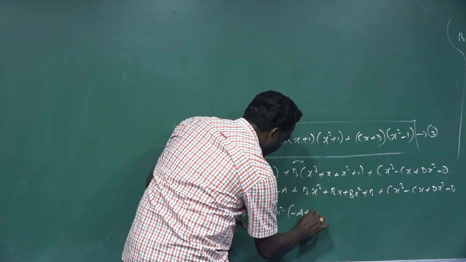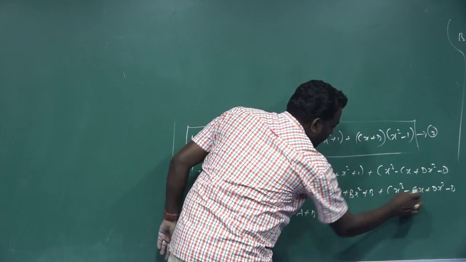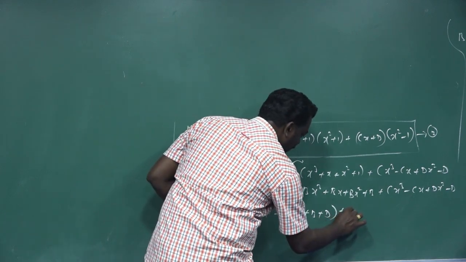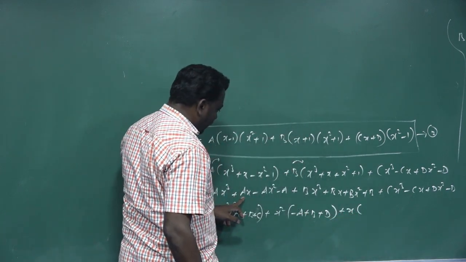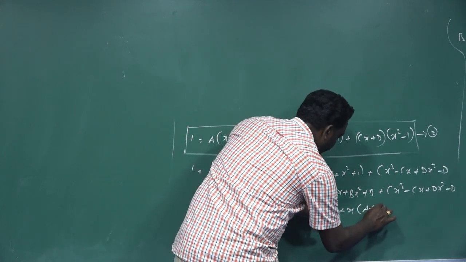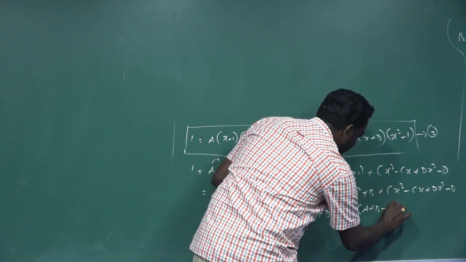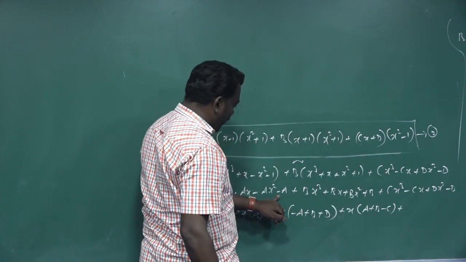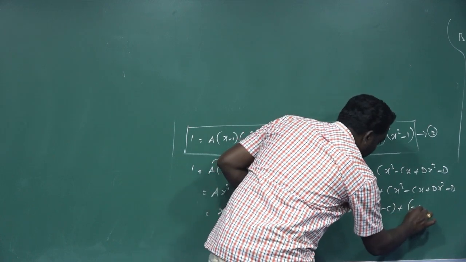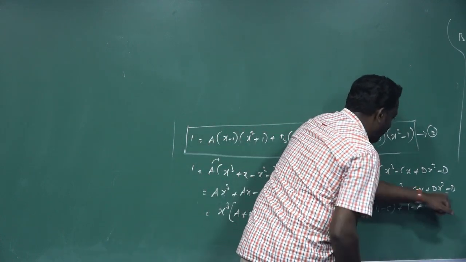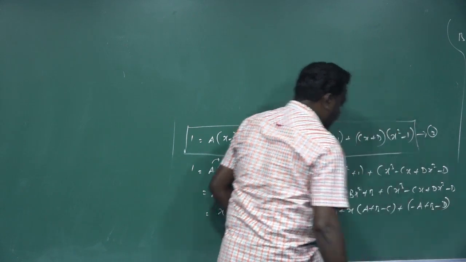The x² coefficients are minus a plus b, then plus d. Then take the x terms: plus a, plus b, minus c. Then collecting the constant terms: minus a, plus b, minus d. That is the constant term.